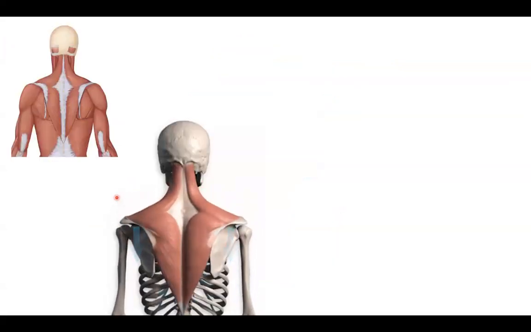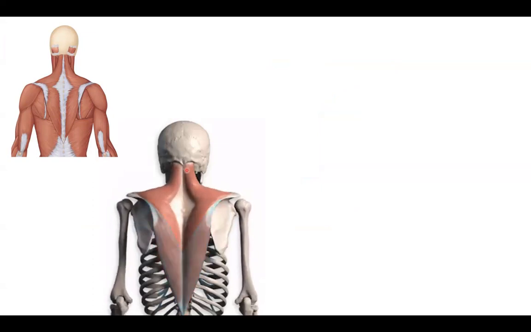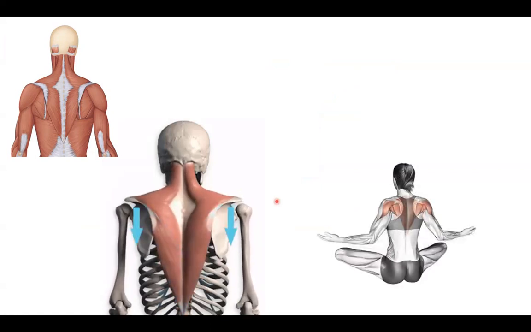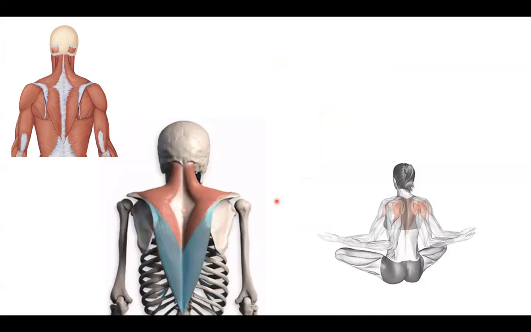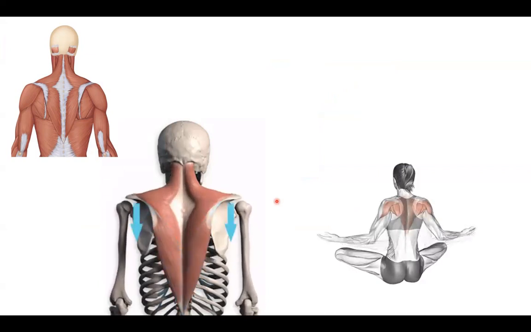As we see its action here, the superior fibers elevate the scapula, the inferior fibers depress the scapula, and the middle fibers retract the scapula. But when all the fibers contract at the same time, they rotate the glenoid cavity upward.